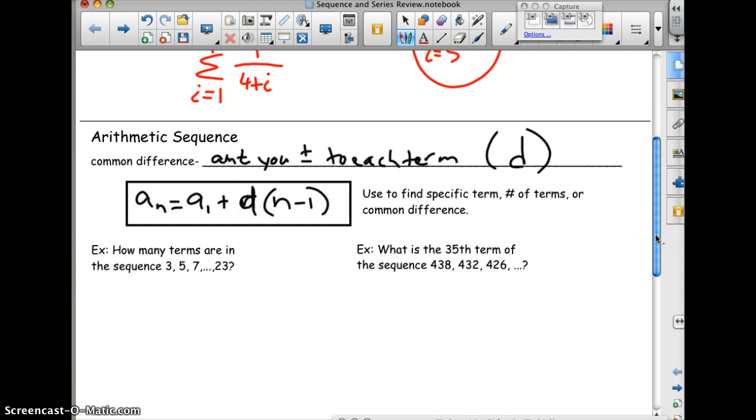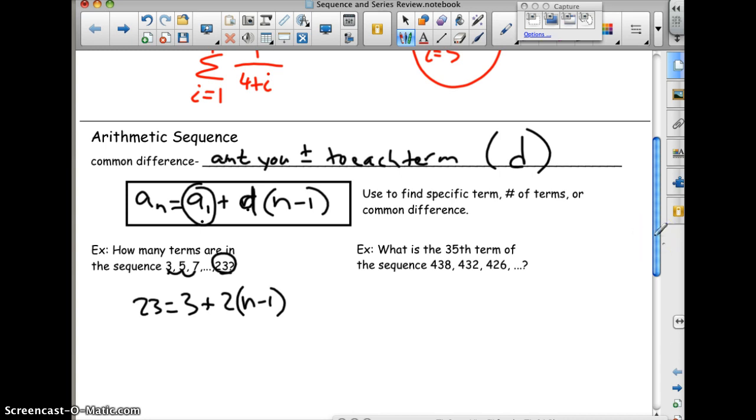A sub 1 here is the first term in the sequence. The d is the common difference. The n is the number of terms, okay? So how many terms are in the sequence 3, 5, 7, up to 23? What you have to recognize here is that 23 is a sub n. That is the last term. So I have 23 equals my first term, 3, plus my common difference. Well, 3 to 5 to 7, I'm going up by 2 each time. So it's 2 times n minus 1. And I'm going to be able to find n, which will tell me the number of terms.